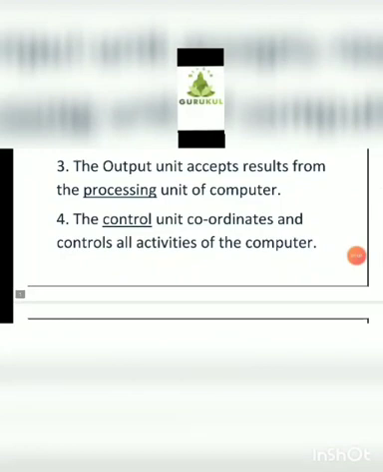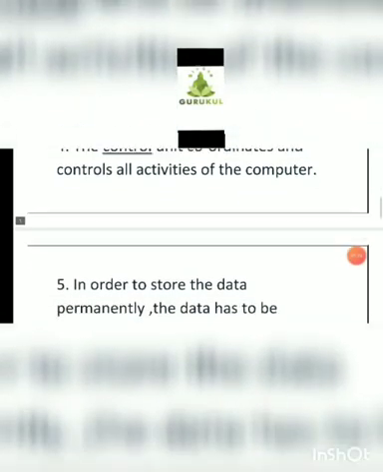The next one is the dash unit coordinates and controls all activities of a computer. The answer is control unit, because the control unit acts as a monitor, means it is the head of the computer system who coordinates and controls overall activities of a computer system.